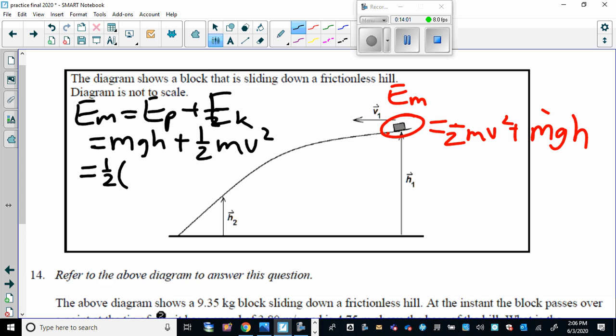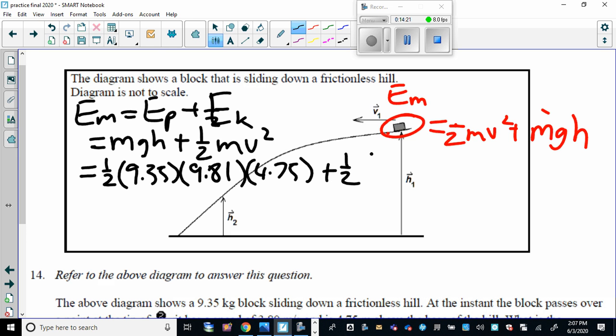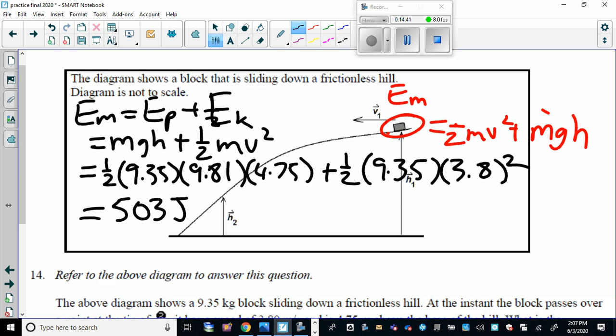1/2 times the mass, what's the mass? 9.5 times gravity. A reminder that you don't use the negative because energy is a scalar quantity, not a vector quantity. And it is 4.75 plus, and the velocity at that point is 3.8. And don't forget to square it. And that is going to give you a total mechanical energy of 503 joules.